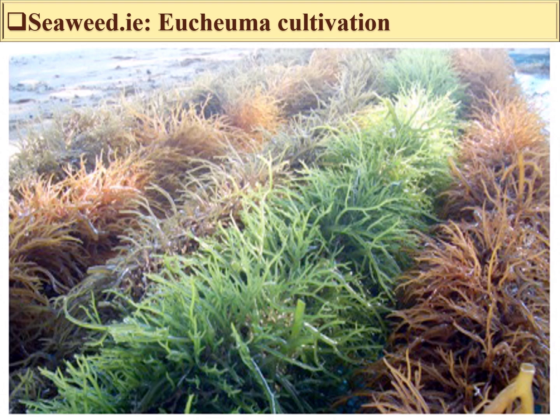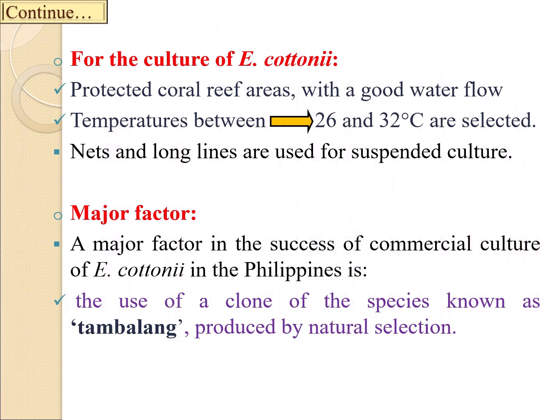Temperatures between 26 and 32 degrees centigrade are selected. Nets and long lines are used for suspended culture. A major factor in the success of commercial culture of Eucheuma cottonii in the Philippines is the use of a clone of the species known as tambalang, produced by natural selection. It grows and multiplies rapidly. It can survive in a wide variety of environmental conditions.